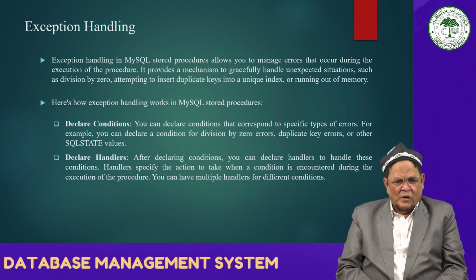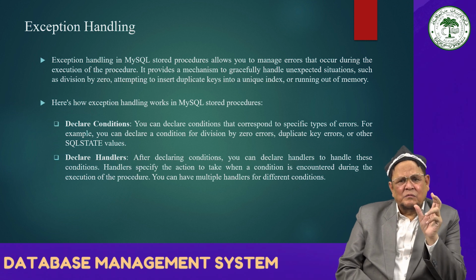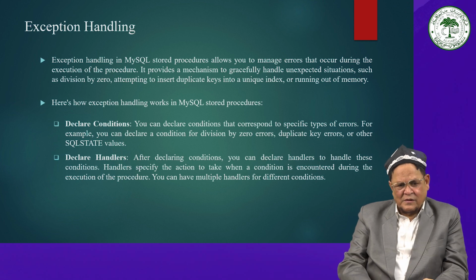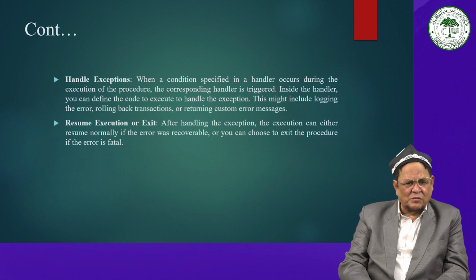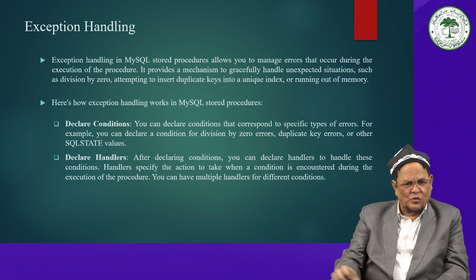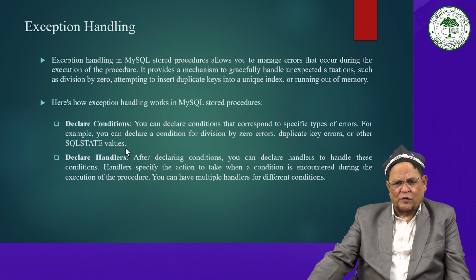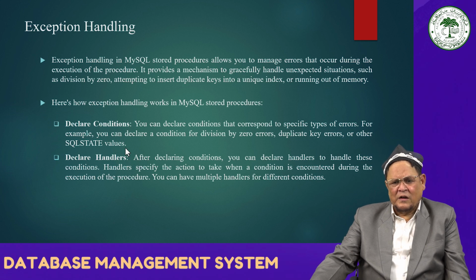Here is how exception handling works in MySQL. There are some steps: declaring conditions, declaring handlers, handling exceptions, and resuming execution. With declaring conditions, you can declare a condition that corresponds to a specific type of error. For example, you can declare a condition for a division by zero error, a duplicate key error, or another SQL state value.